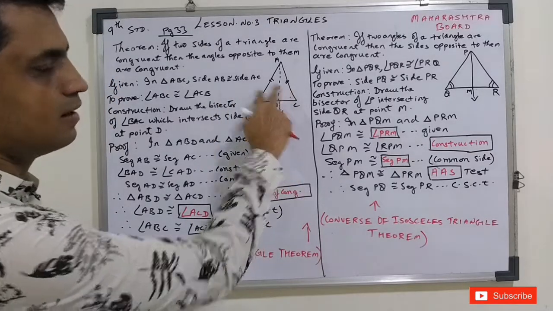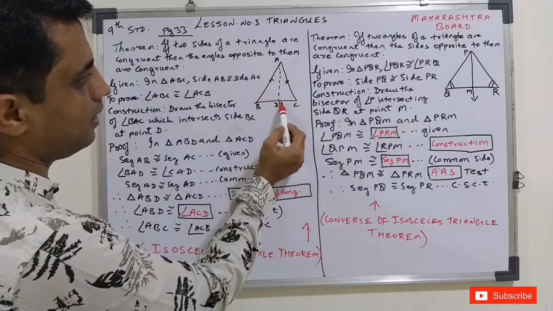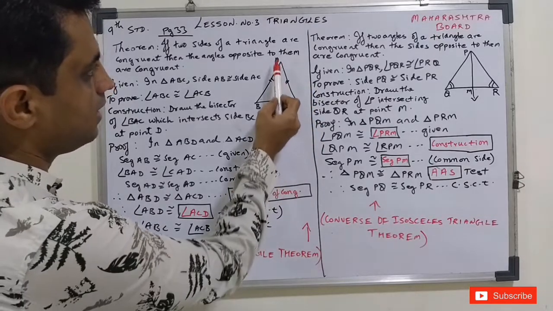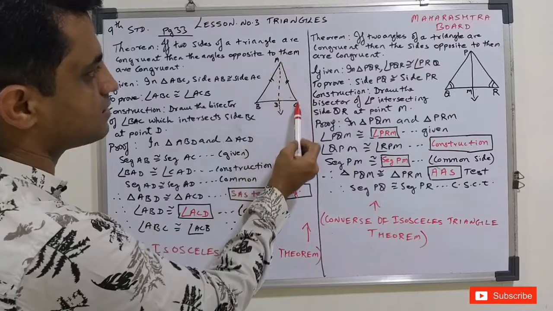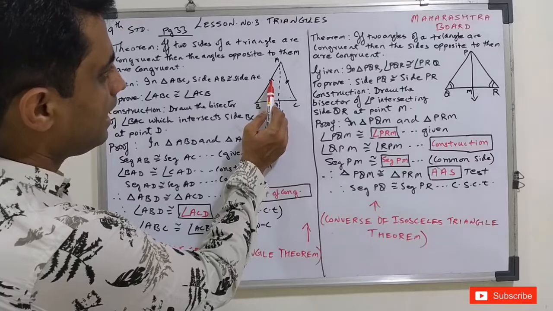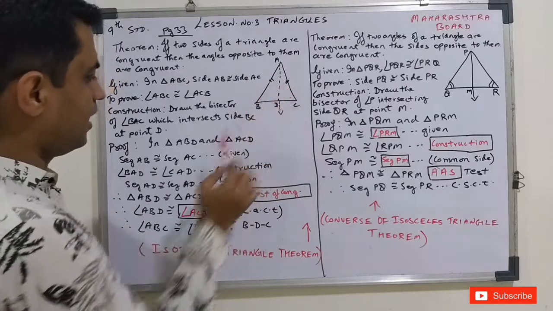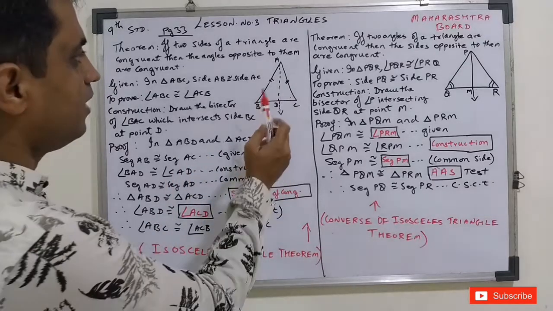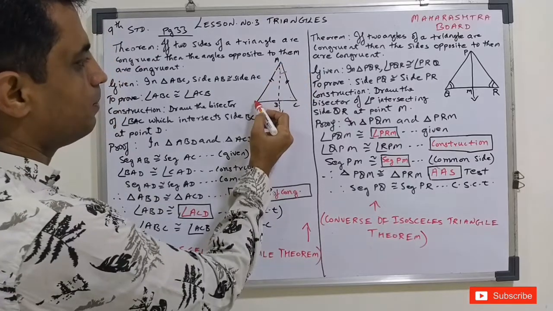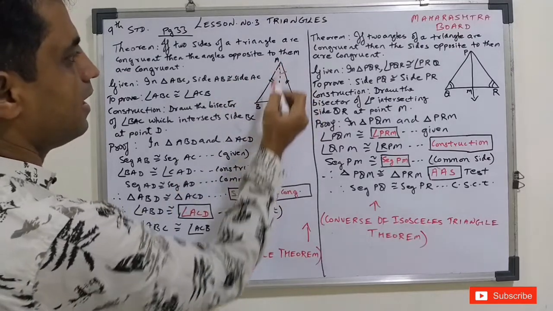So we get two triangles. What are the two triangles? The triangles are ABD and triangle ACD. These two triangles ABD and ACD. Now in these two triangles, what do we know? We know AB is congruent to AC. AB is congruent to AC. And also we know this angle BAD is congruent to angle CAD.